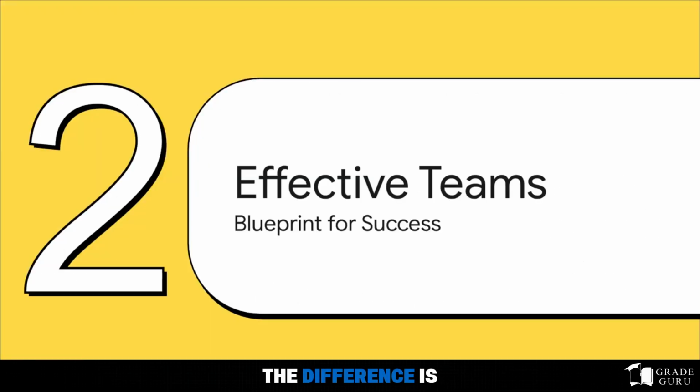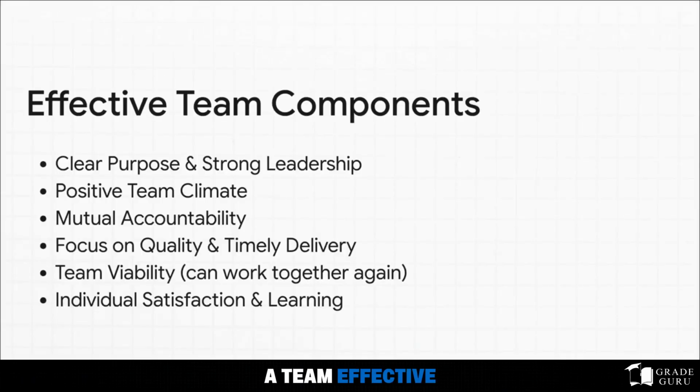Okay, so knowing the difference is step one, but the real trick, and what a lot of questions will be about, is how you actually build a team that works. Let's look at the blueprint for that. So what makes a team effective? Well, it's not just about getting the job done on time. It also needs to have something called team viability. Basically, that just means the members would actually want to work together again in the future. Plus, every person on the team should feel like they learned something and are satisfied with the experience.